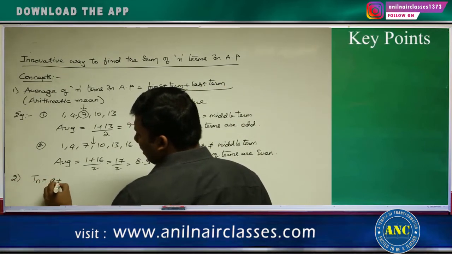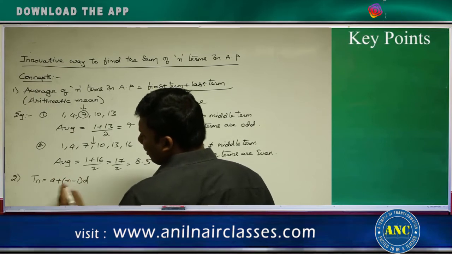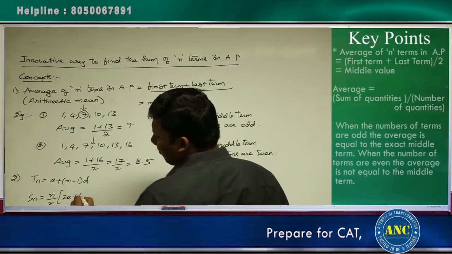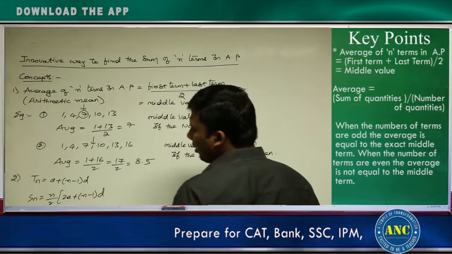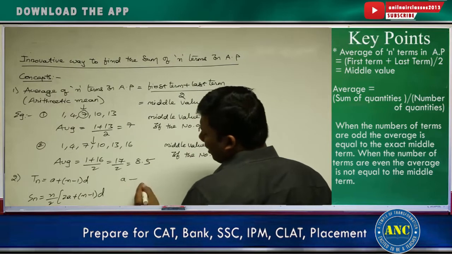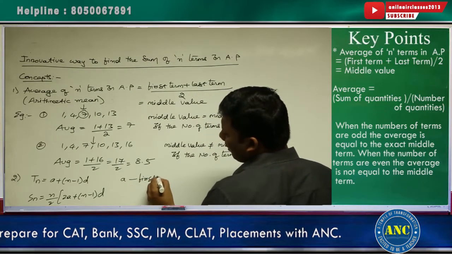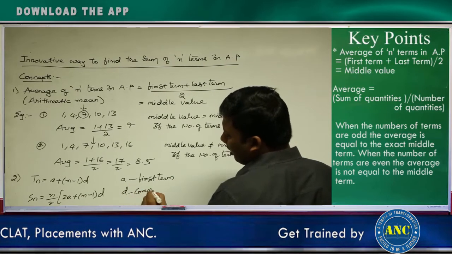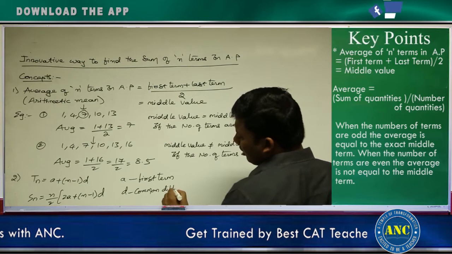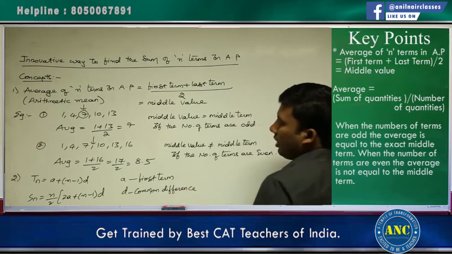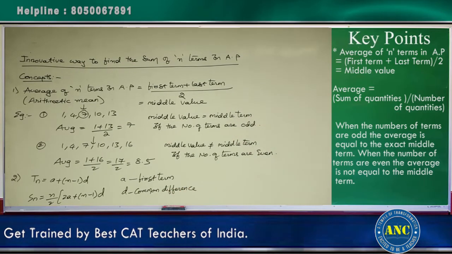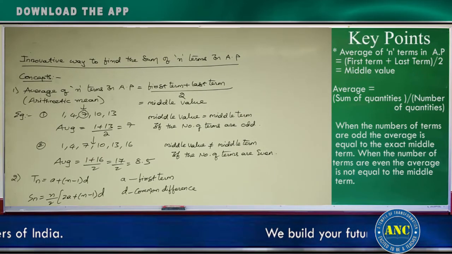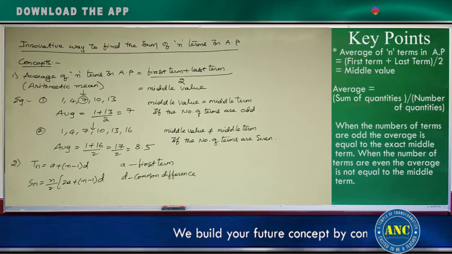Second point. Tn is given by a plus n minus 1 into d. Sn is given by n by 2 into 2a plus n minus 1 into d. This we will not use, just for our understanding. A is the first term, and D is the common difference. First write down these 2 key points. Average of n terms in arithmetic progression is always given by first term plus last term by 2.